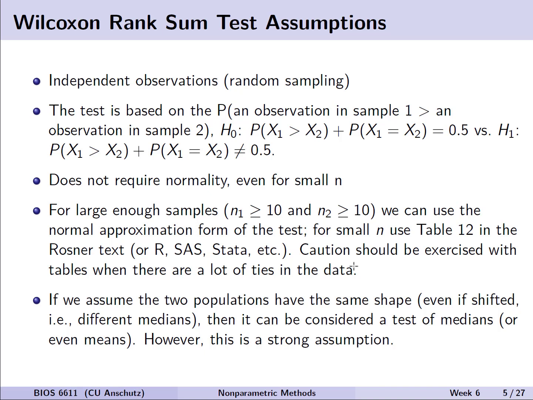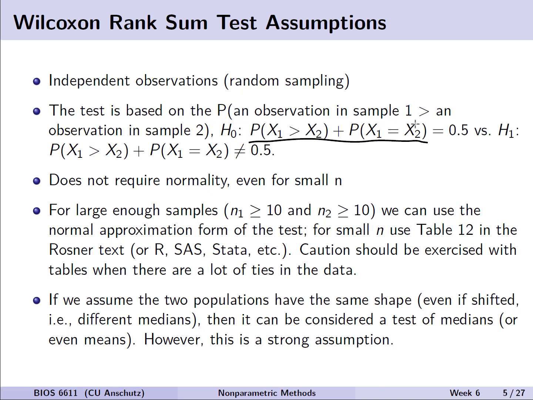First, some assumptions for the Wilcoxon rank sum test. One is that we have independent observations, and for example, we may achieve this by random sampling. We can also note the test is based on the probability an observation in sample 1 is greater than an observation in sample 2, or the ranking of those two samples. In other words, we can state the null hypothesis as the probability x1 is greater than x2 or equal to x2, which is equal to 0.5, so a 50-50 chance of being in either group, versus some different chance.